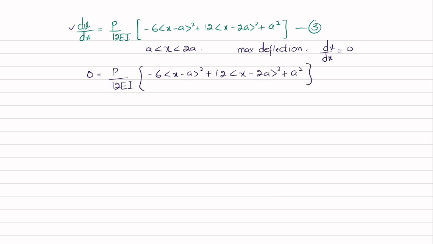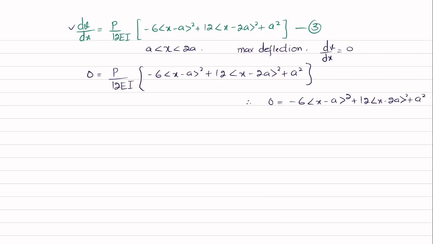Now you can see these are two terms and their multiplication is equal to 0. So it means that P over 12 EI is equal to 0, or this term is equal to 0. Since P over EI is constant, it cannot be equal to 0. So this term is equal to 0. So therefore 0 is equal to minus 6 times (x minus a) whole square plus 12 into (x minus 2a) whole square plus a square.